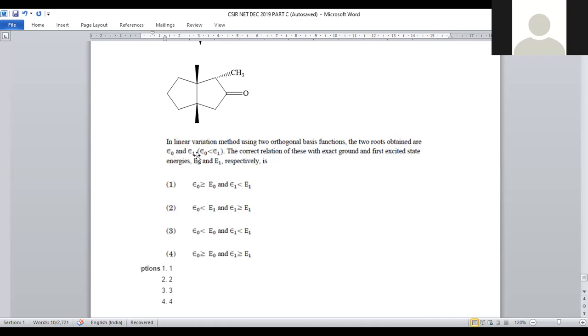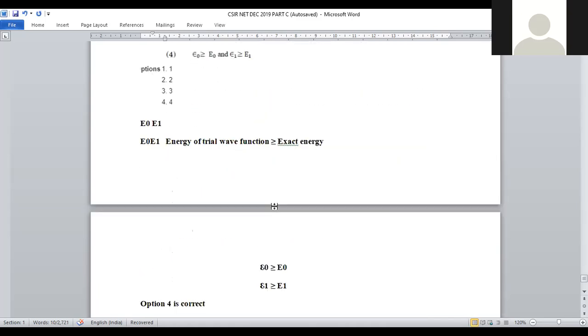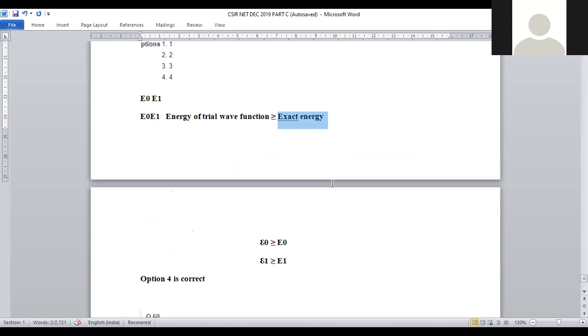Orthogonal basis functions epsilon 0 and epsilon 1, always epsilon 1 is greater than epsilon 0. And what they are asking is their relation with the ground energy state and the excited state. So we have to deduce this relation. In order to get that, the energy of a trial wave function is always greater than the exact energy. That means epsilon value is always greater than exact energy E. Epsilon will be greater than energy E.